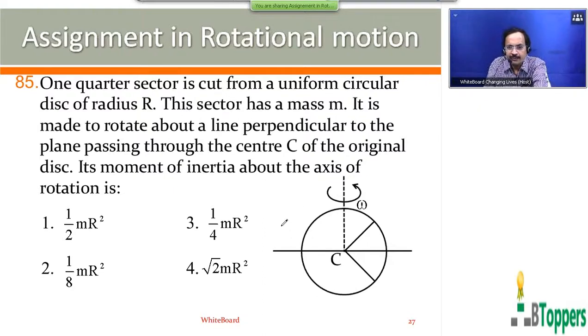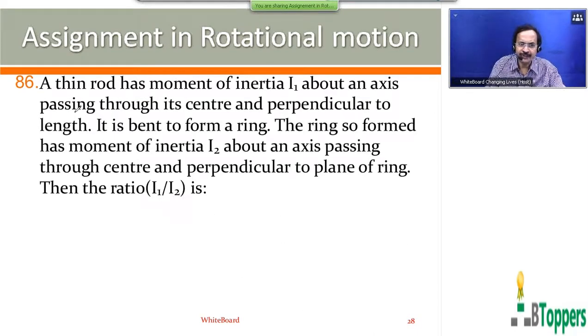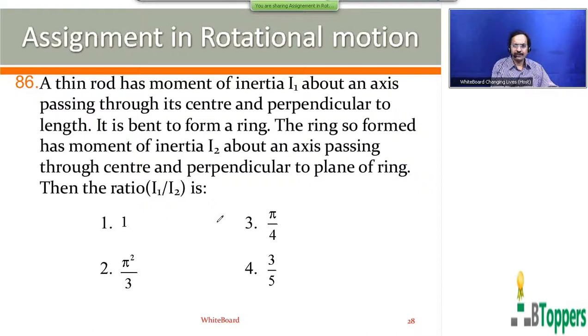So I am going to show the next question on screen. See the question number 86. A thin rod has moment of inertia I1 about an axis passing through its center and perpendicular to length. It is bent to form a ring. The ring so formed has moment of inertia I2 about an axis passing through center and perpendicular to the plane of the ring. And the ratio I1 by I2 is, you can see the four options. Come on, take a pause and finish trying the question.